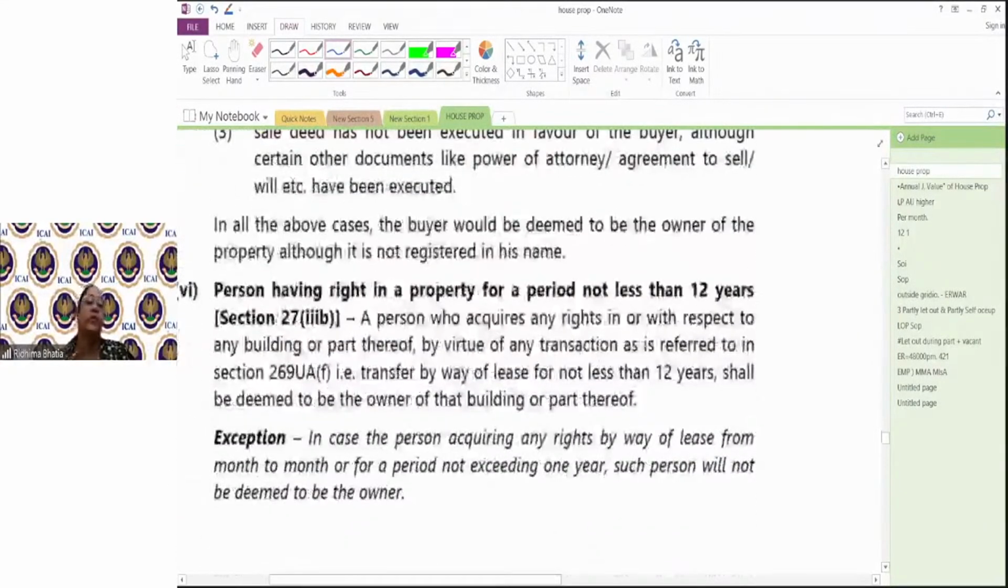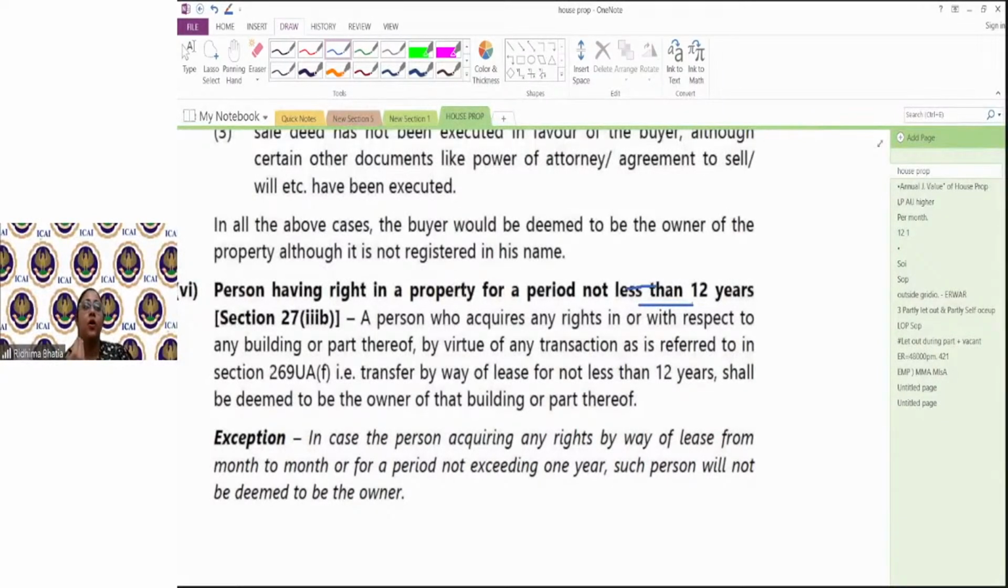Last thing is person having right in the property for a period of not less than 12 years. So if a person is living in a property with one agreement continuing for more than 12 years or for 12 years or more, that person automatically becomes the owner of that property. Agar he is living in the same property by renewing, by entering into 11 months ke contract, by entering into 11 months ke contract or 1 year ke contract, that is not considered to be living in the property for 12 years.